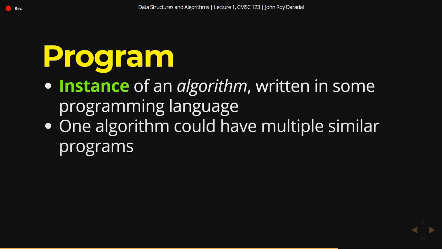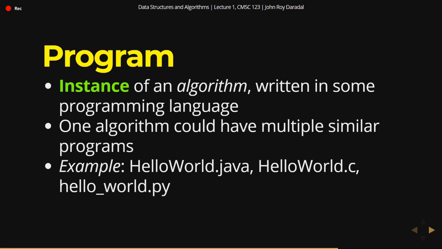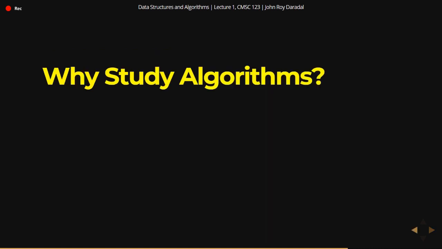So one algorithm could have multiple similar programs. As an example, the hello world algorithm, wherein you print hello world, that's it, that's the algorithm. There could be three or more different programs for it, like hello world.java, hello world.c, hello world.py for Python, right? So an algorithm is just one idea or one set of steps, but a program is an implementation or an instance of that specific algorithm.